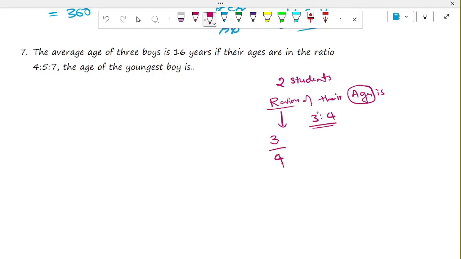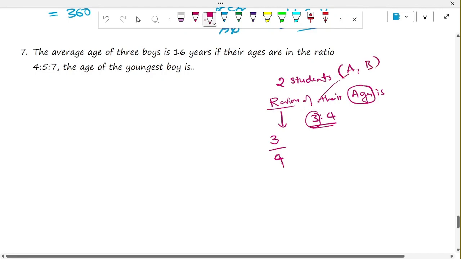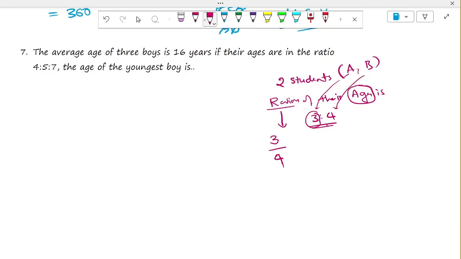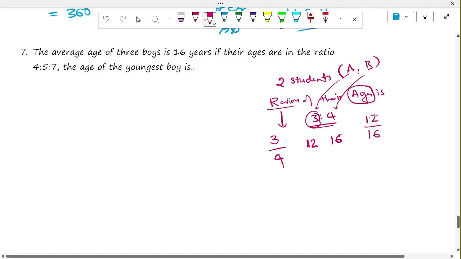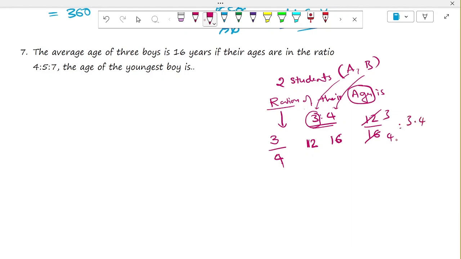Now if you imagine that these two students are A and B, the age of A is 3 times something, the age of B is 4 times something, and that something should be the same for both values. Now if the age of A is 12, then the age of B will be how much? 16. Because when you take the ratio 12 divided by 16, you should get 3 is to 4.